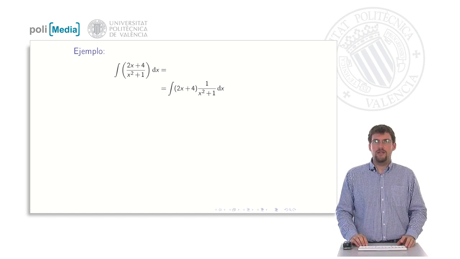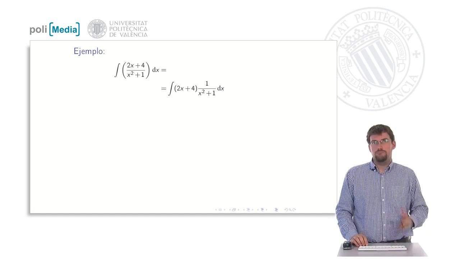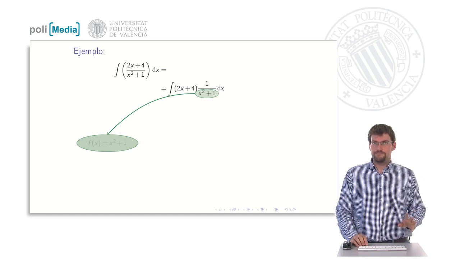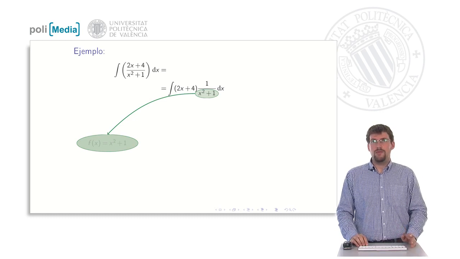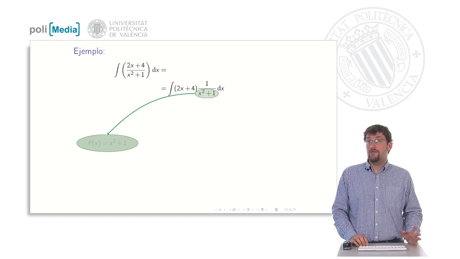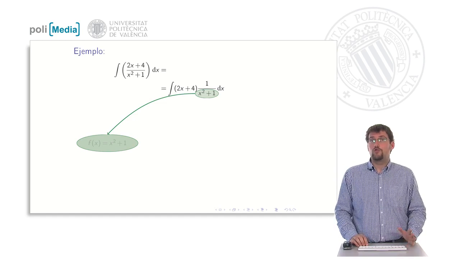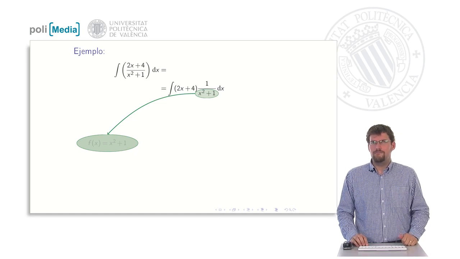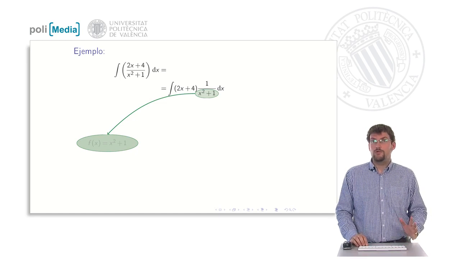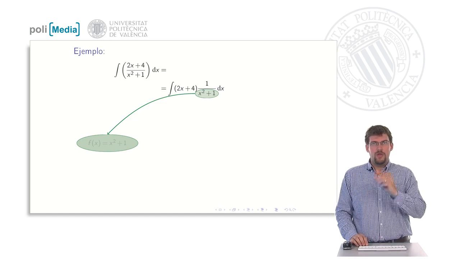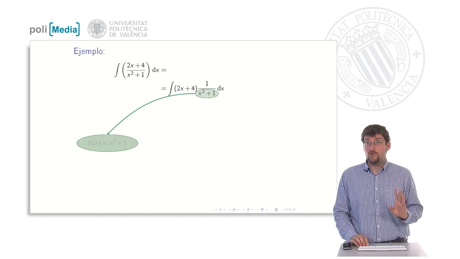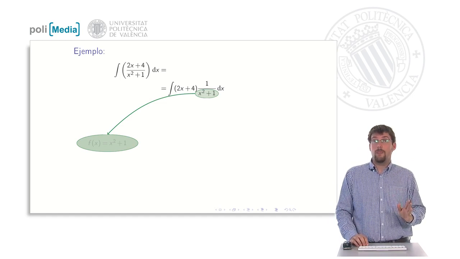For example, in this case, we could identify the denominator x squared plus 1 as a certain function of x. If we consider it that way, we realize that the derivative of f would be 2x, and it turns out that 2x is multiplying in this case. Then that is very interesting. We have a function, 1 divided by a function, and multiplying we have what looks like a derivative. However, it is not exactly a derivative because it is not 2x plus 4, but 2x instead.